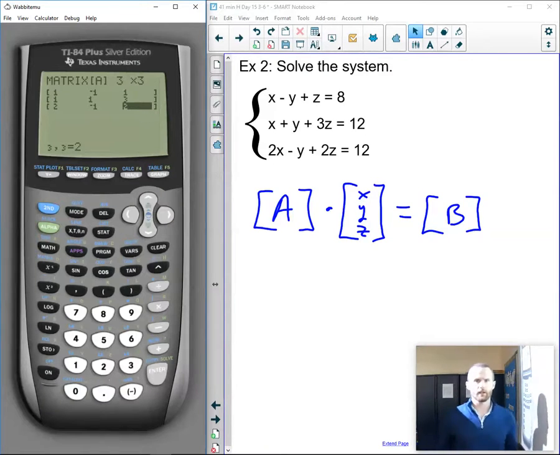And let's see what that looks like. Let's make sure I got it all correctly. So going down the x's is 1, 1, 2, then -1, 1, -1, and 1, 3, 2.